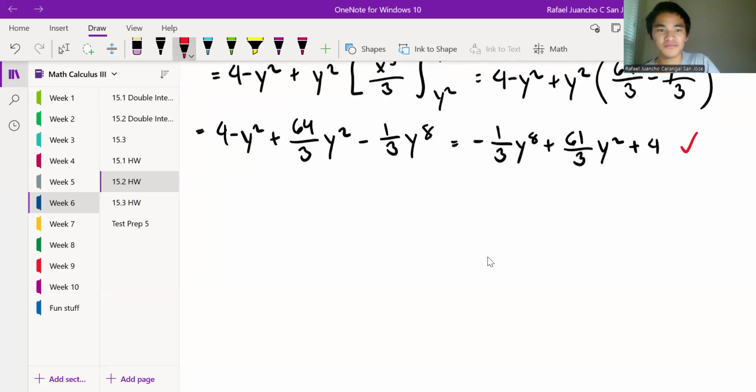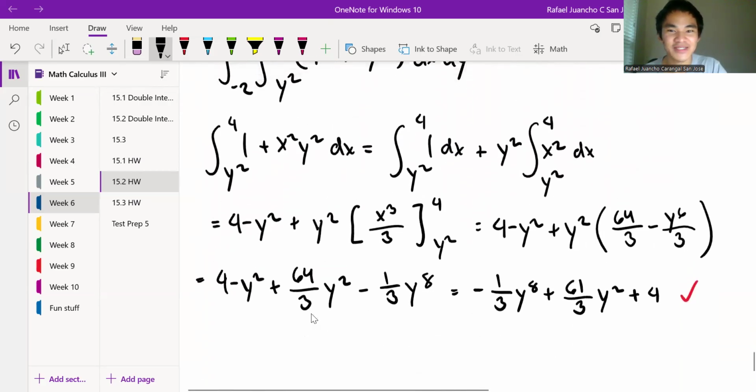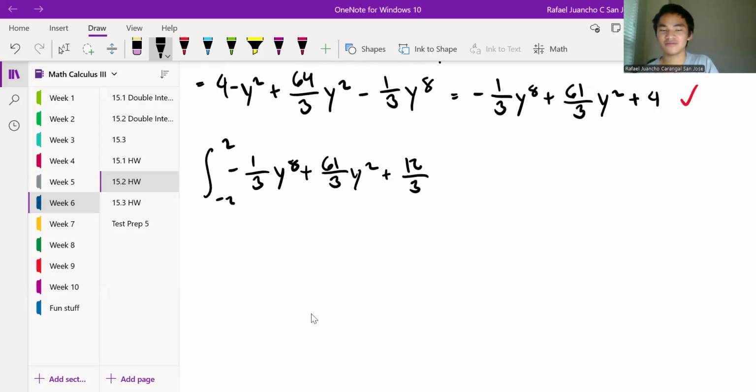We got this, right? Because there's a 3 in here, so I'm tempted. What I'm gonna do here is a bit cheeky. This is negative 2, 2. I'm gonna say this is 1/3 y to the 8th plus 61 thirds y squared plus, now this is gonna be 12 over 3. Then that way I can factor out a 3 in here, right?